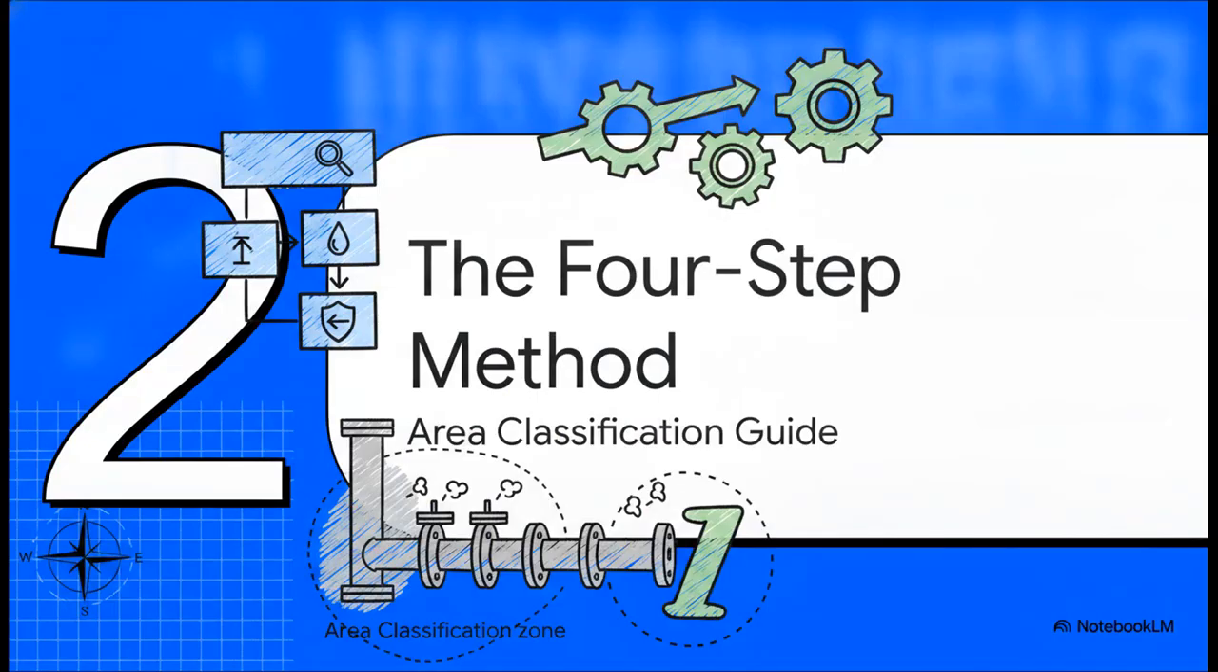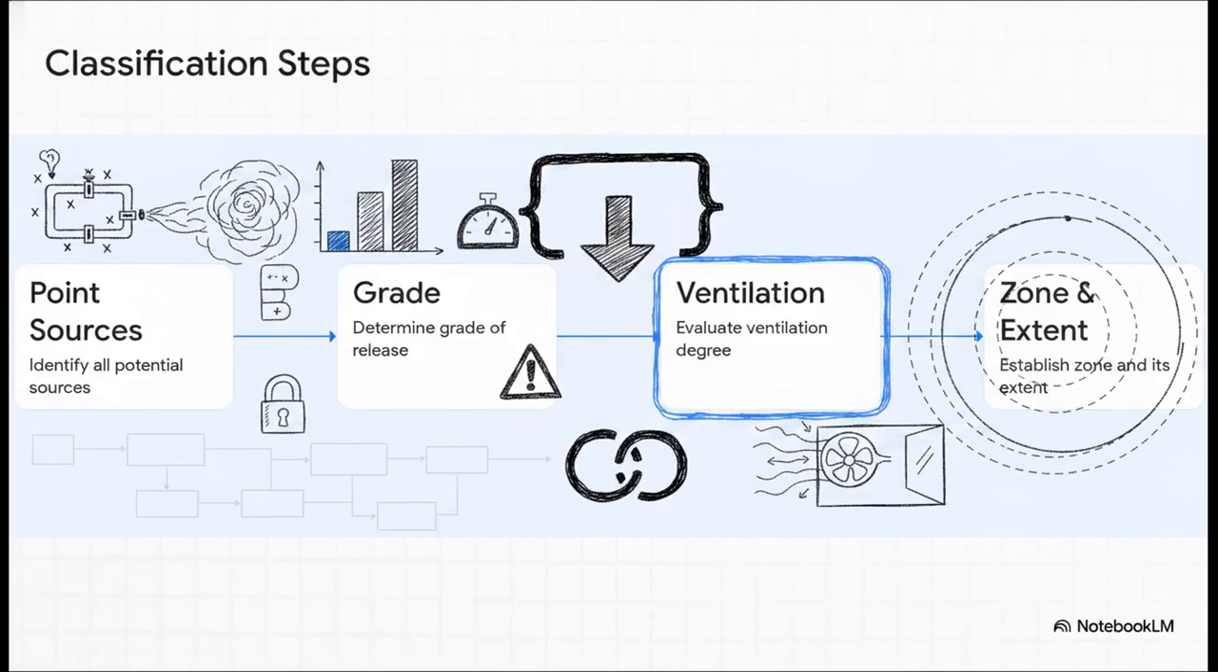Moving right along to Section 2, the 4-step method, our area classification blueprint. To tackle this massive investigative task without getting entirely overwhelmed, we use a really structured approach known as the point source method. It's a clean 4-step process. Step 1, identify the point sources. Step 2, determine the grade of release. Step 3, evaluate the ventilation. And Step 4, establish the zone and extent.